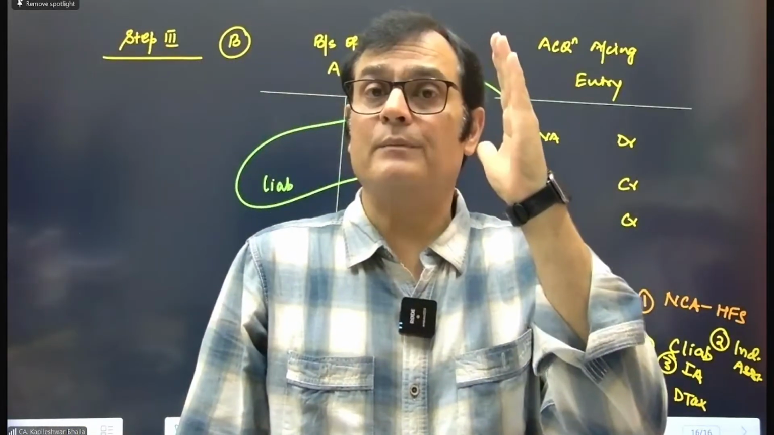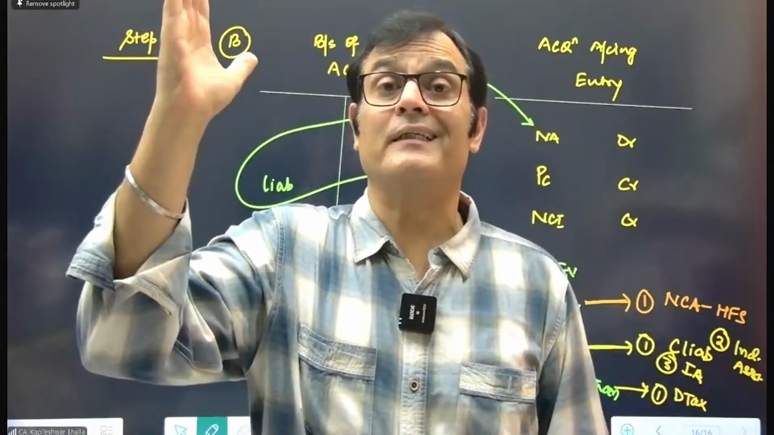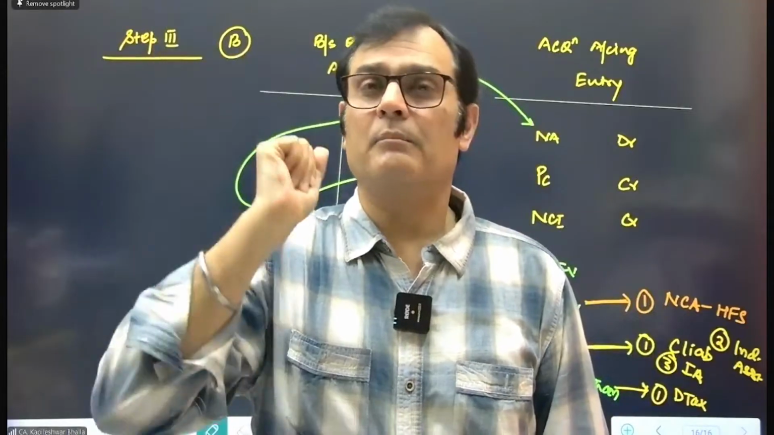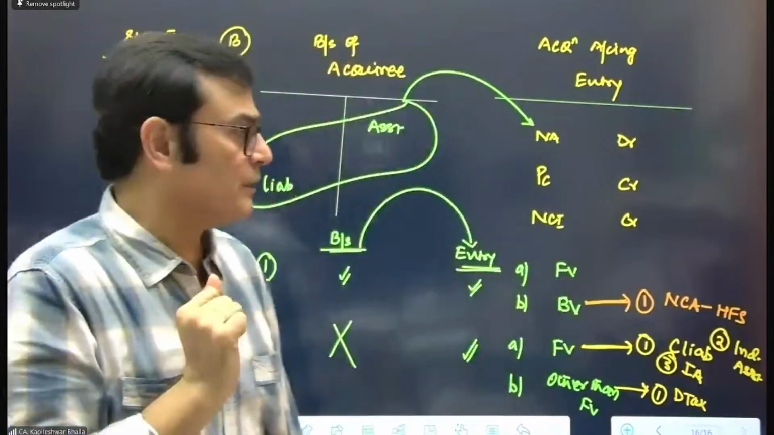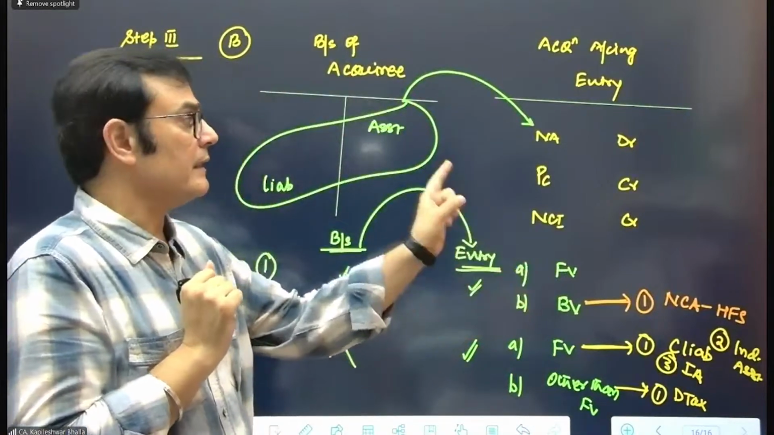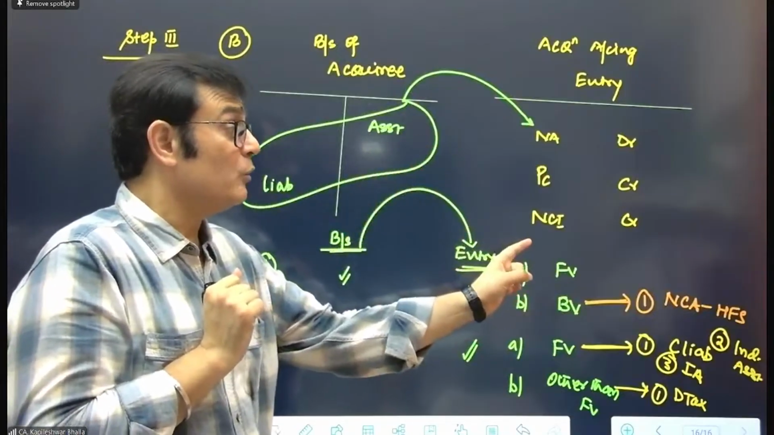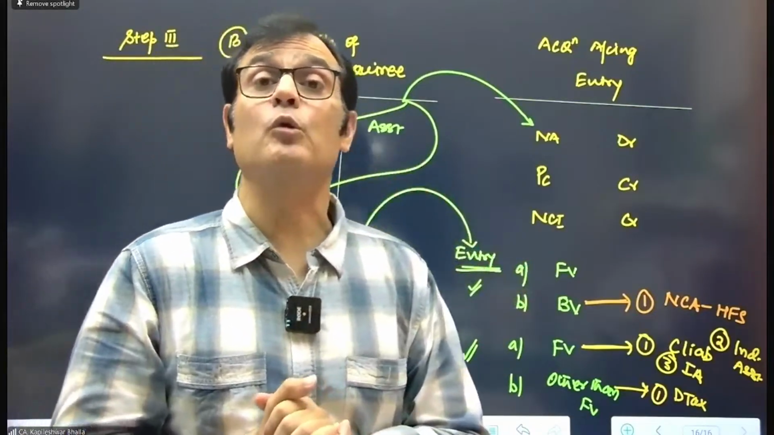So whatever asset liability is in the balance sheet of the acquiree is definitely going to appear in the acquisition entry, but they may appear at a fair value generally. So the thumb rule is this point A. All the assets and liability in the balance sheet of acquiree will appear at a fair value in the acquisition entry. That's a thumb rule.